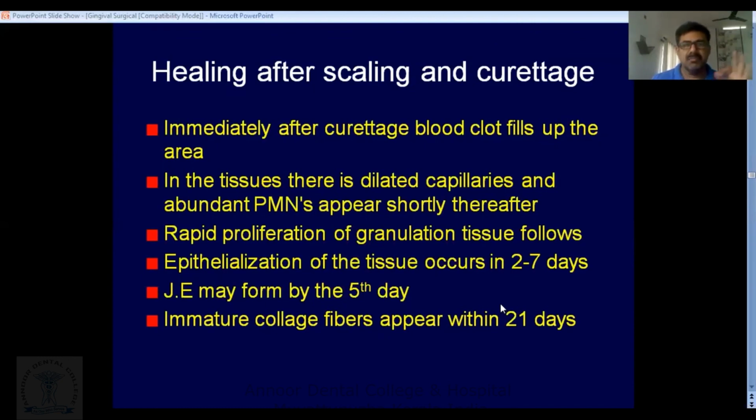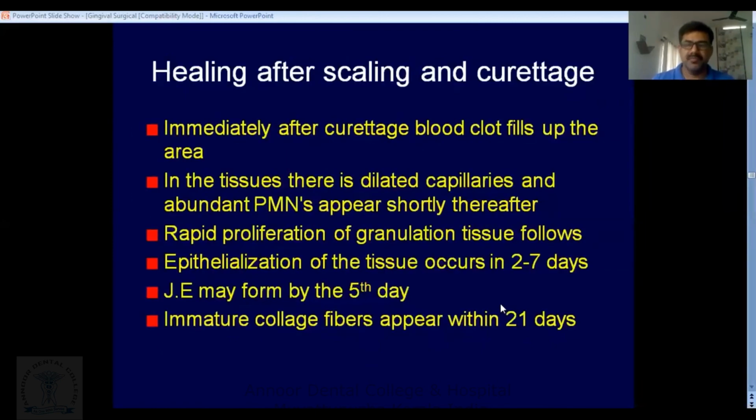Epithelialization occurs by about the first week, that is 2 to 7 days. And junctional epithelium starts to be formed by the 5th day. And almost you can see that healing takes place by the 3rd week, that is the 21st day. By the 21st day, you may find some immature collagen fibers attached to the tooth. So this is how the basic steps of healing go. Blood fills up, that converts into granulation tissue. There is an intense inflammatory response that takes place. The epithelium migrates from the edges, the connective tissue fibers start forming, and you can see some amount of fibers by the 21st day.